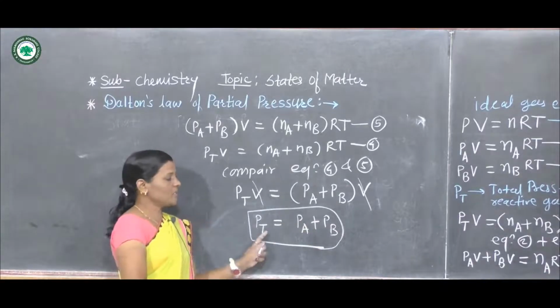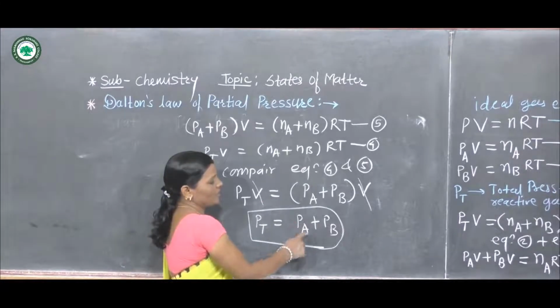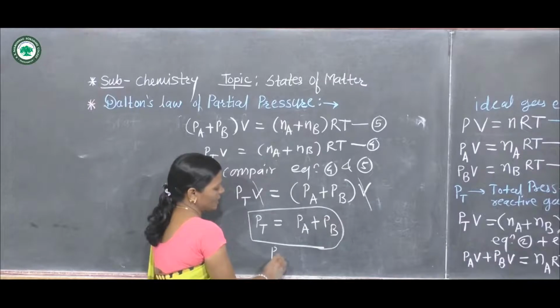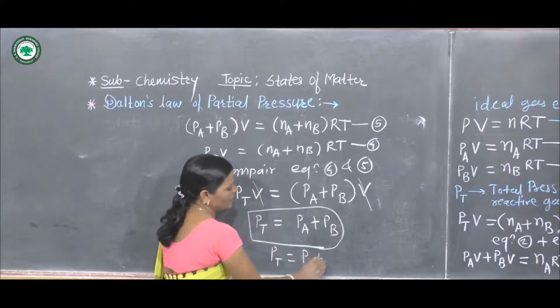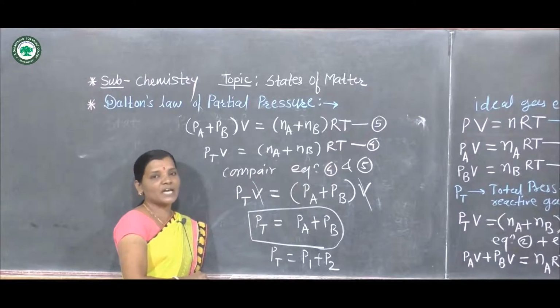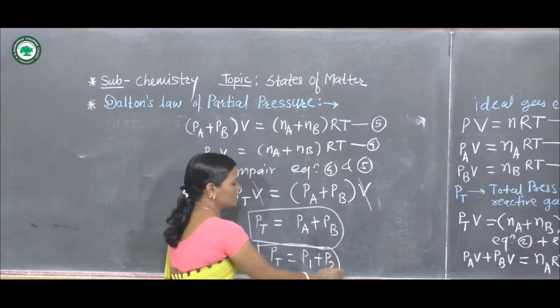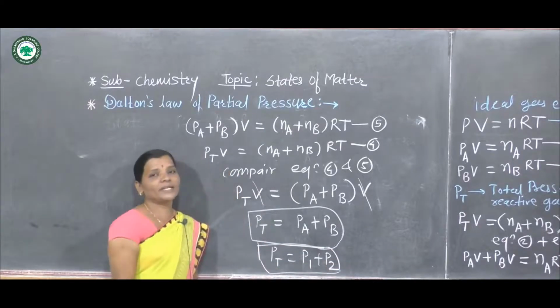So here PT is equal to PA plus PB, or if we consider here P1 and P2, then here we can write PT is equal to P1 plus P2. What is P1? P1 is the partial pressure of gas first, P2 is the partial pressure of gas second, and in this way we have proved this Dalton's law. PT is equal to P1 plus P2.